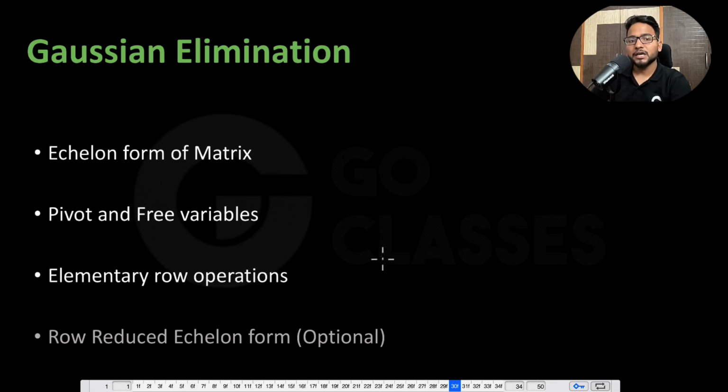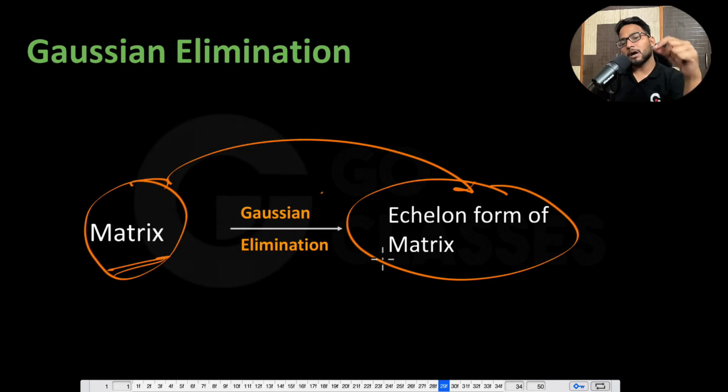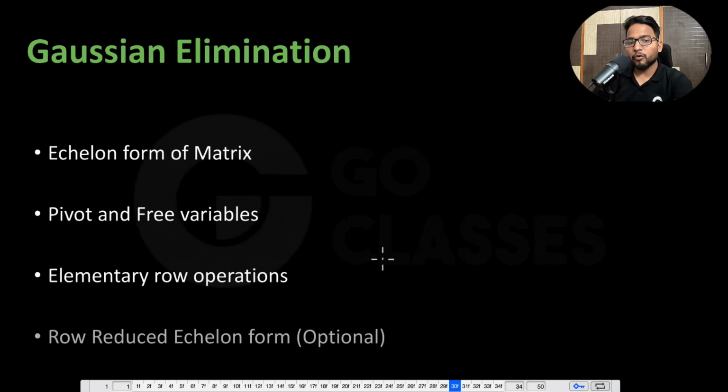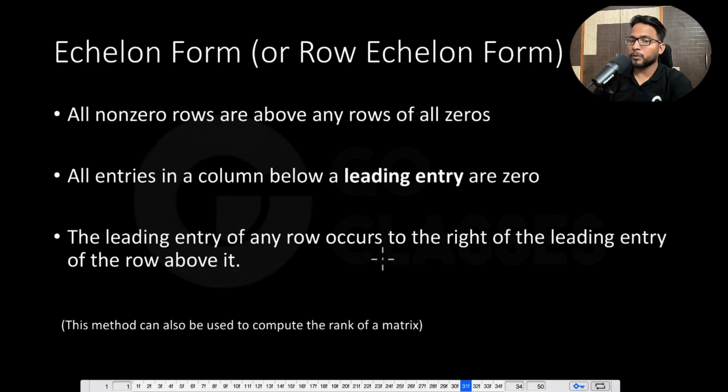So let's understand what the echelon form is. Basically, our objective is to convert a matrix to echelon form. But before that, we first have to understand what the echelon form is, and then we will move further. So what is the echelon form? What are the pivot variables? What are the elementary row operations? Let's understand. Echelon form is also called row echelon form.